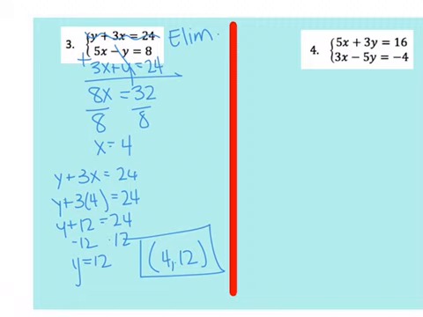For number 4, I don't have anything that has a variable equal, so I don't have a y equals or an x equals. I also don't have something that's going to be easy to solve for a y equals or an x equals. So since substitution isn't going to work on this one, I have to use elimination. So I'm going to ask you to pause the video and try this problem out, see what you end up with, and then check your answer.